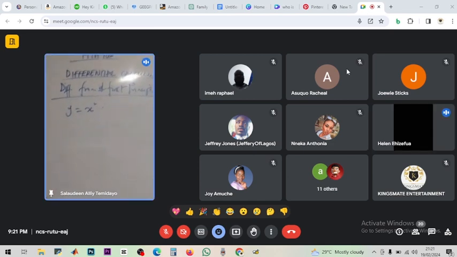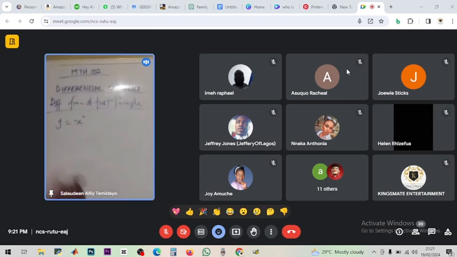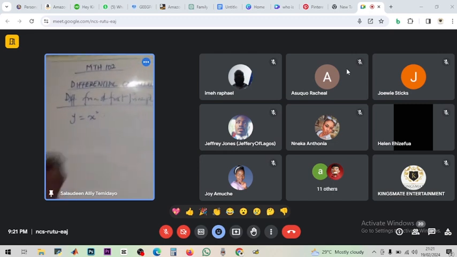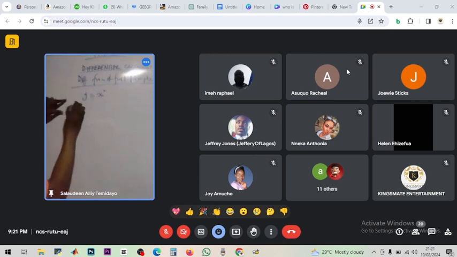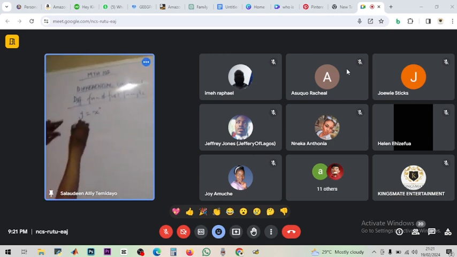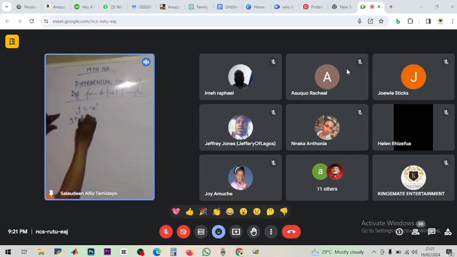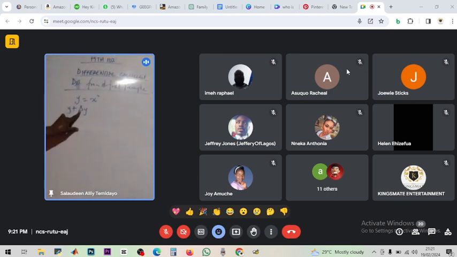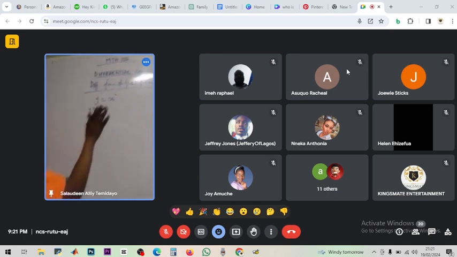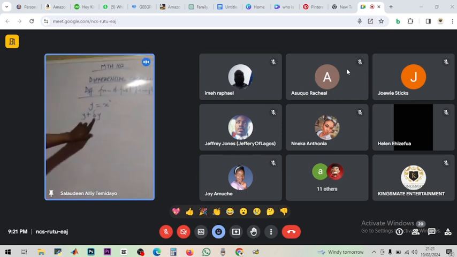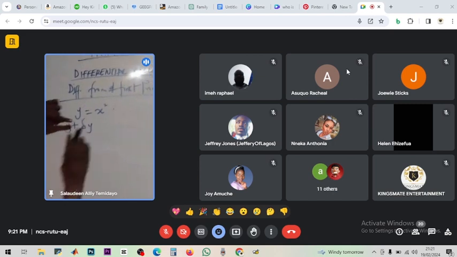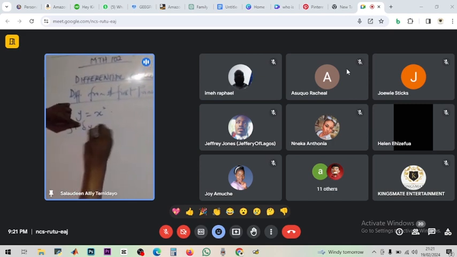Starting from the first principle now, I'm saying y equals x squared. The first thing is to bring increments in y. So y plus dy. I'm using capital letter here. Don't be confused, in some textbooks they will use small letter delta. So y plus dy equals.